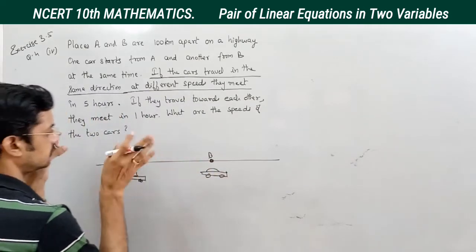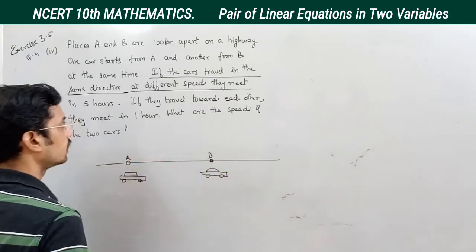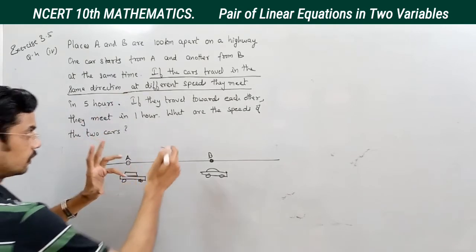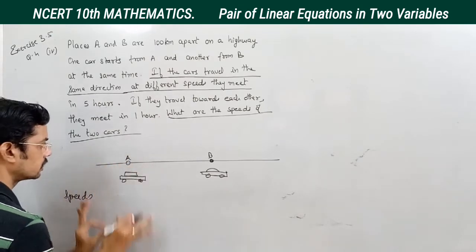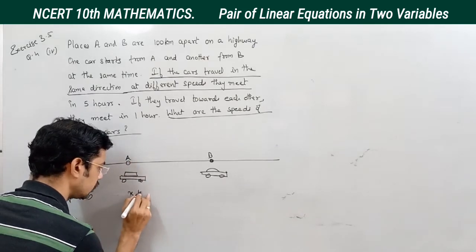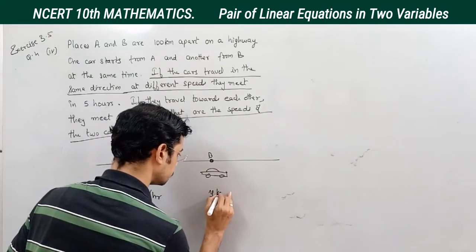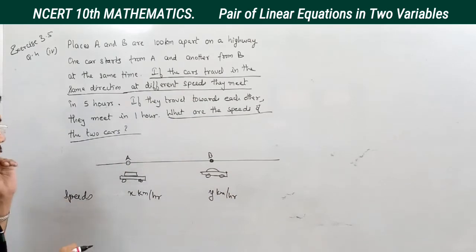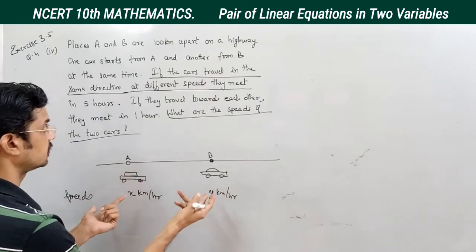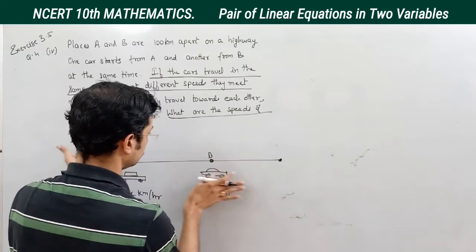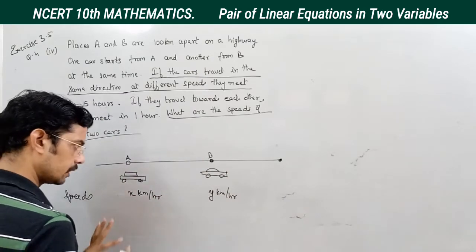If both of them start at the same time from these two points, and they move in the same direction at different speeds, let us assume the speed of car A is x kilometers per hour and the speed of car B is y kilometers per hour. Car A is faster than car B, so in that case only they will meet. It is clear that x is greater than y.